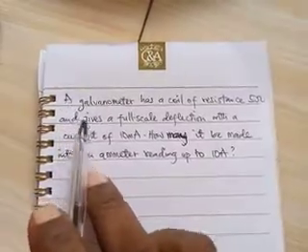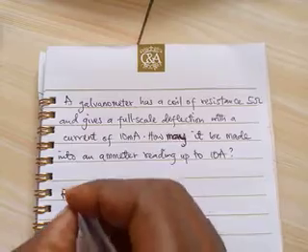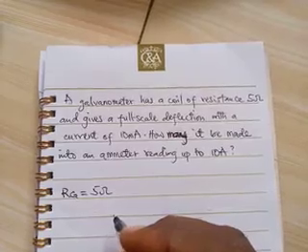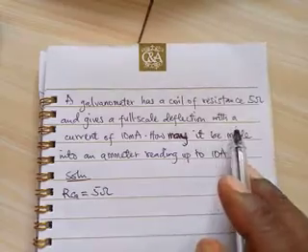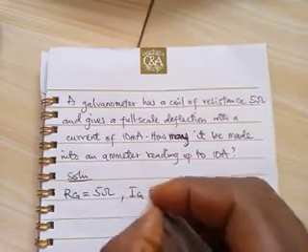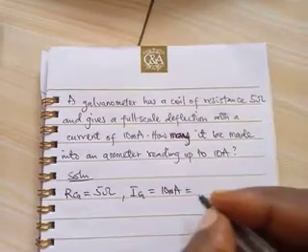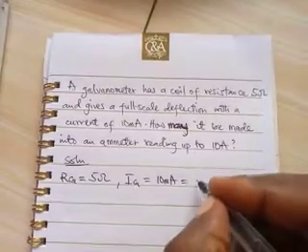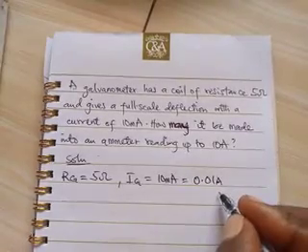Now let's look at this question. A galvanometer has a coil of resistance 5 ohm. So the resistance of that galvanometer is 5 ohm. It gives a full scale deflection with a current of 10 milliampere. So the current in that galvanometer is 10 milliampere. But we can't solve with milliampere, so we have to convert to ampere, which is times 10 raised to power minus 2, which is 0.01 ampere.